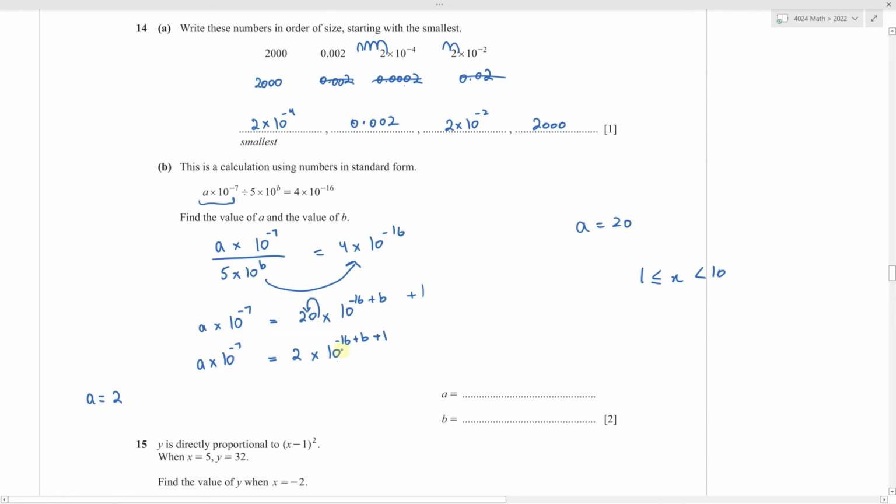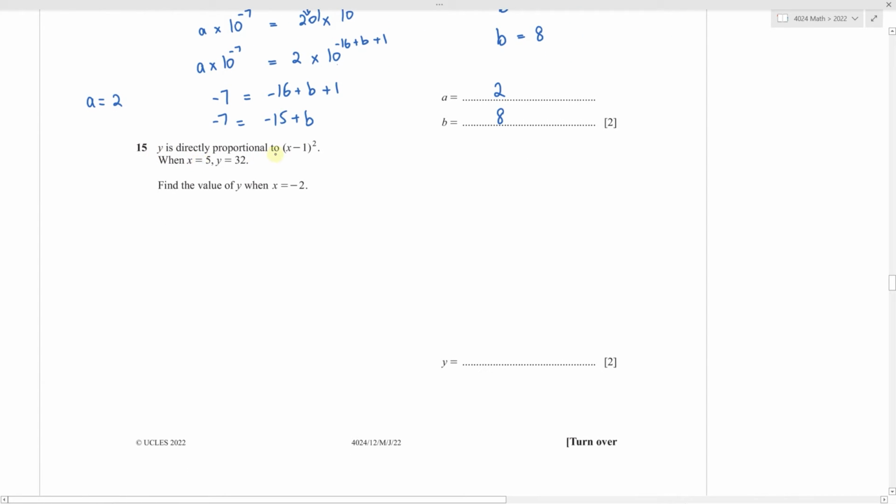Since the base is the same, you have 10 power minus 7 here and 10 power this. Bases are the same, I can equate the powers. So let's equate the powers. Minus 7 equals to minus 16 plus B plus 1, and then find the value of B. Minus 7 equals to minus 16 plus 1 is minus 15 plus B, and then this will give you B equals to minus 7, and then take this 15 to the other side, plus 15. 15 minus 7 will be 8. So your value of A is 2, your value of B is 8.